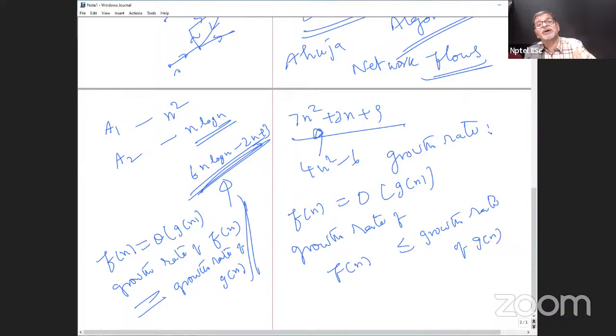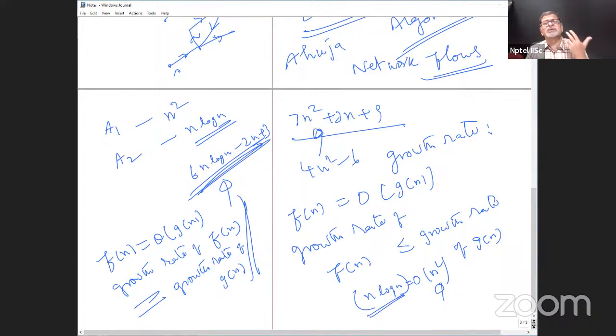If some function has a higher growth rate than another one, we prefer the one with the lower growth rate. So, for example, n log n is big O of n square. Its growth rate is equal or larger. In this case, it is strictly larger. Therefore, I would prefer this.